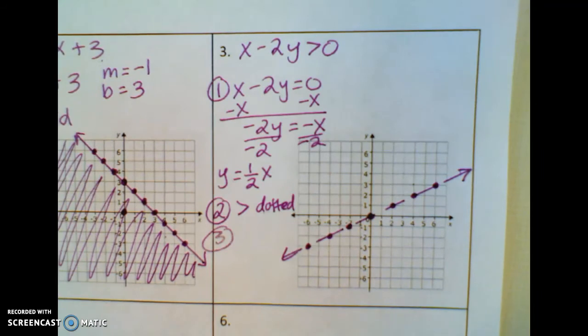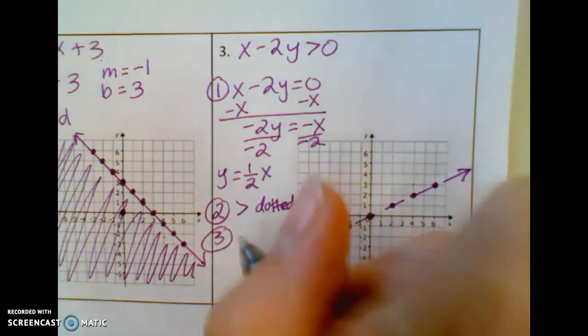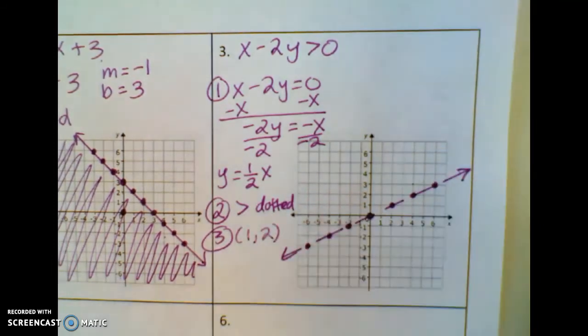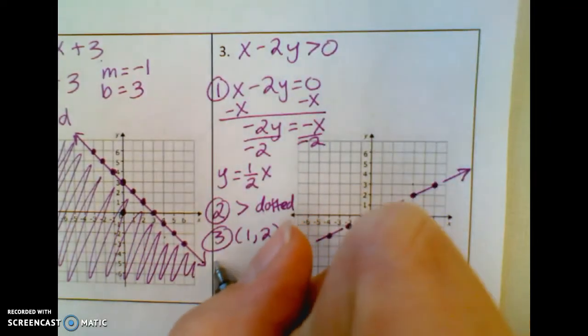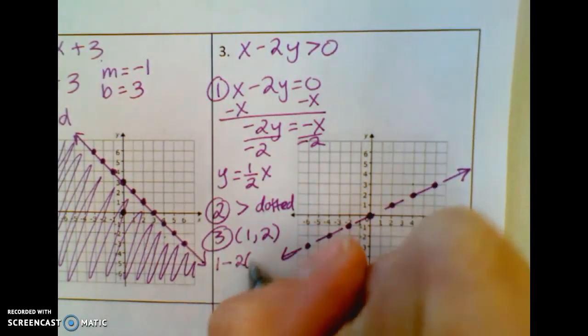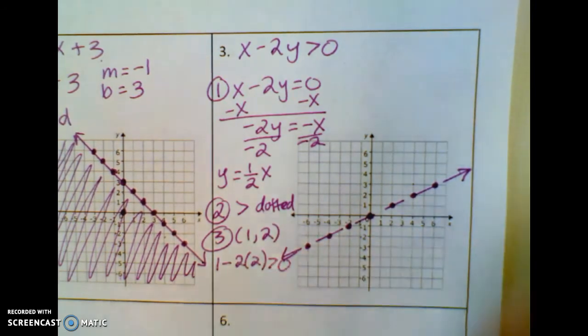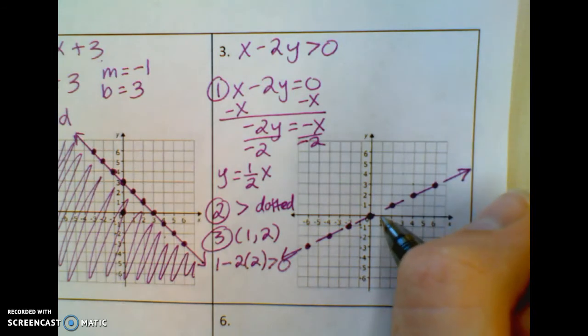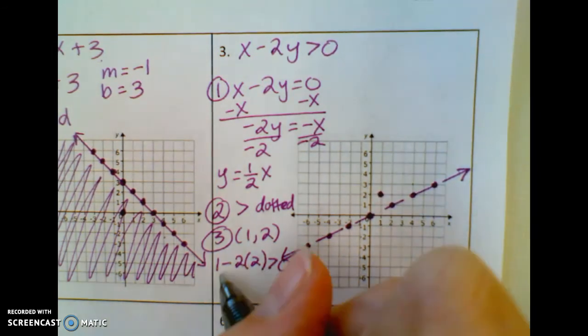This time we cannot pick 0, 0 because that is on our line. So I'm going to pick the point 1, 2 and plug that in. So we need to plug it into our original inequality. So that is going to be 1 minus 2 times 2 is greater than 0. We want to see if that's true. So we're plotting the point. It is the point 1, 2 here. Now let's see if it's true.